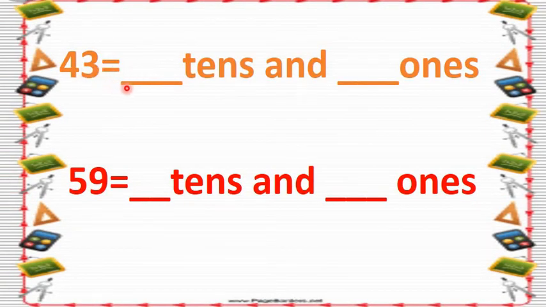43 is equal to dash tens and dash ones. So what do you say, my dear students? If we want to make this separate and we want to write in the form of tens and ones, how can we write? We can write that 4 tens and 3 ones. We can say that 43 is equal to 4 tens and 3 ones.